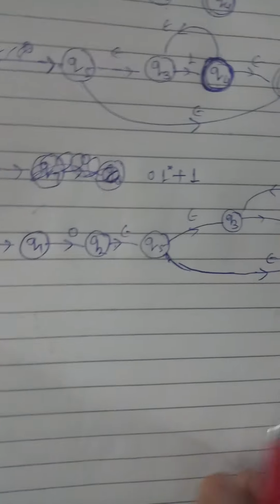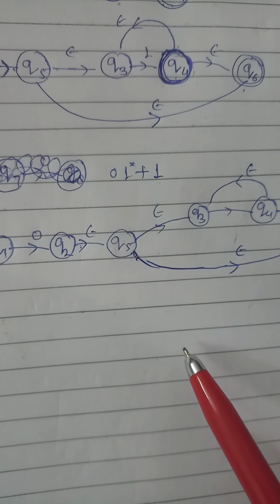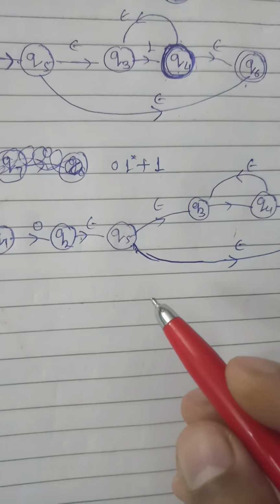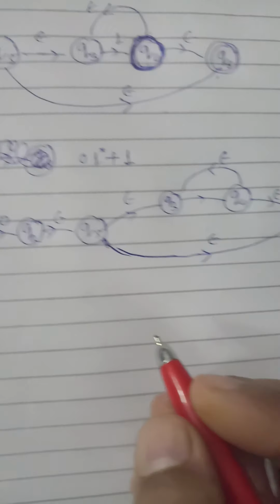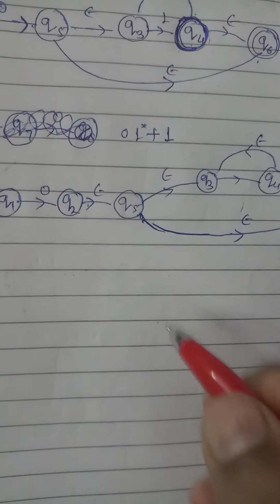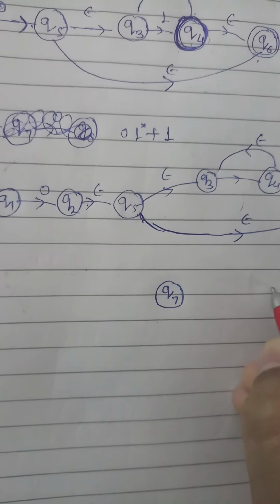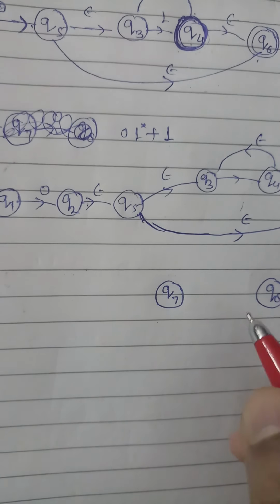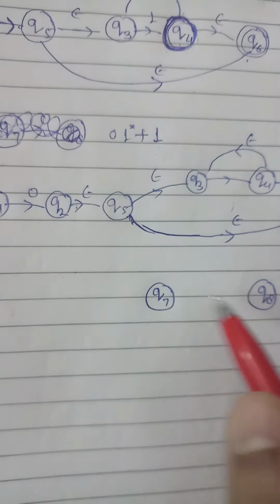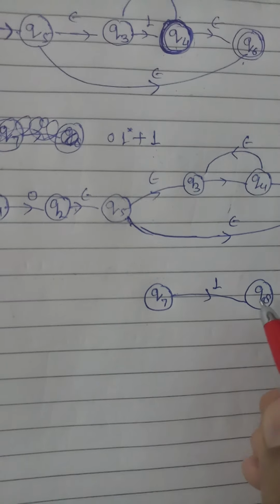So how are we going to make it? We have this one automata 0, 1 star, and 1 needs to be added. So we will make another automata with other states after Q6. I will make Q7 and Q8 with a 1 transition. So this is the initial state and this is the final state.